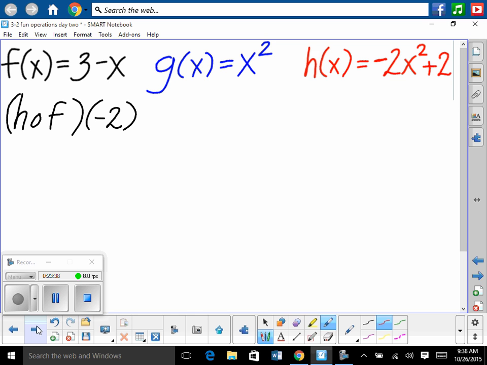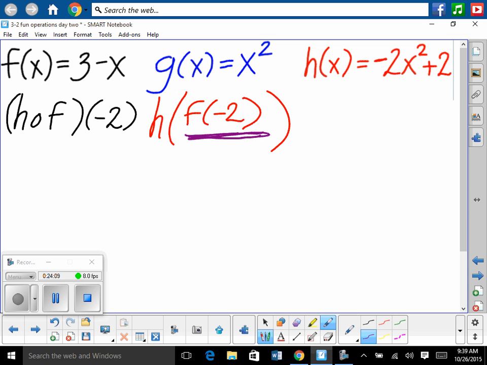Last example, then I'm going to let you work the rest of the time, okay? Everybody watch carefully. h of f of negative 2. Just like with x, I'm going to grab my negative 2. Since it's an o, I'm going to smush it back in with my f. That's f of negative 2, right, everybody? And then we smush it back in with our h. So we're going to have h of f of negative 2. With this one, I'm going to actually calculate f of negative 2 first.